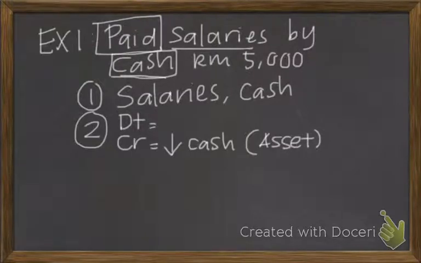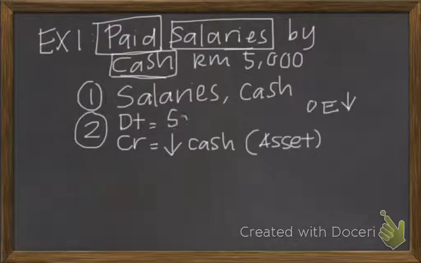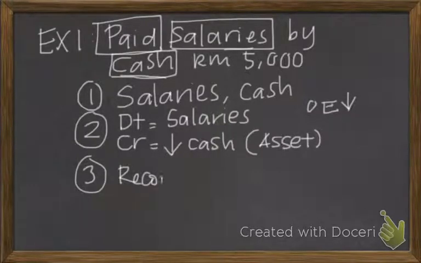The other account is the salaries account. What is the salaries account? As I explained before, the salaries account is an expenses account. Since expenses reduce the owner's equity, and a reduction in the owner's equity is recorded on the debit side, our salaries account should be debited. Now we record this transaction in T accounts.